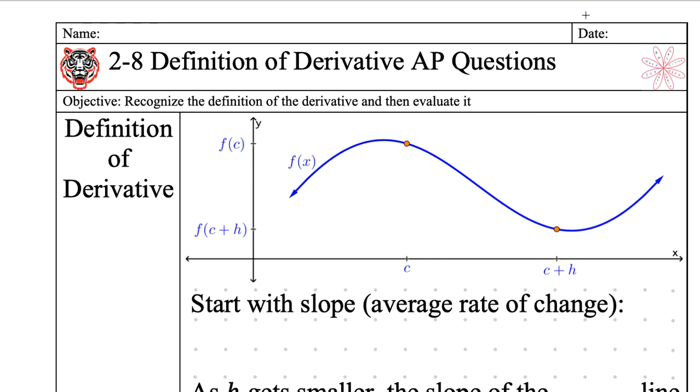All right, so we are in AP Calculus. Today's date is Monday, September 28th, 2020. Our objective today, Fiona.